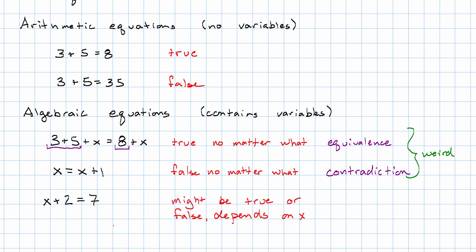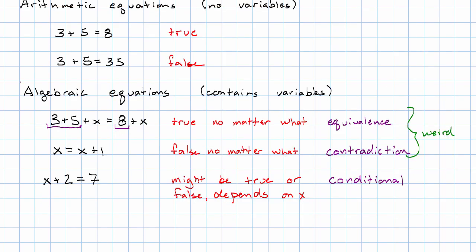An equation that might be true or it might be false, depending on what the value of the variable is. An equation like this is called conditional, because whether it's true or false depends on the condition, the state of the variable.